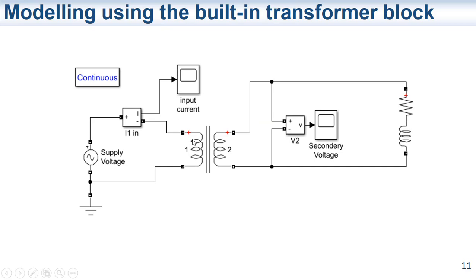Alright, so in the third approach, we are using the built-in transformer block. Just need to connect the primary winding terminals to a power supply and the secondary winding terminals to a load. Now the signal obtained from the third approach will be compared to the first two models and hence validate the first and the second modeling approach.